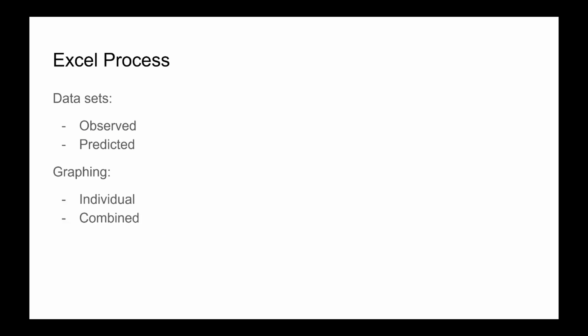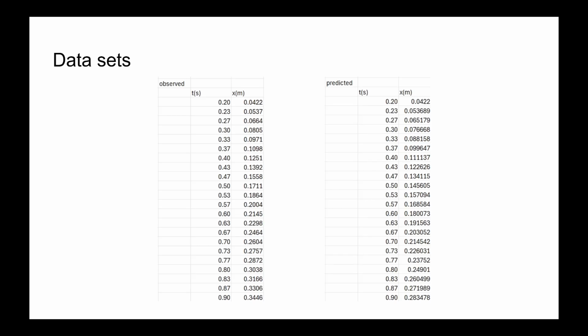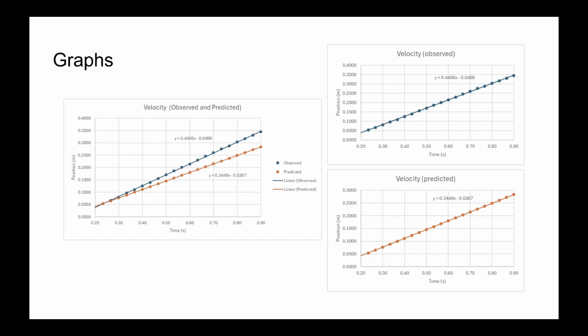In Excel, I had 2 data sets, an observed data set and a predicted data set, and I graphed each of those individually and combined. So here are the 2 data sets, and here are the 3 graphs, and you saw the combined one earlier.